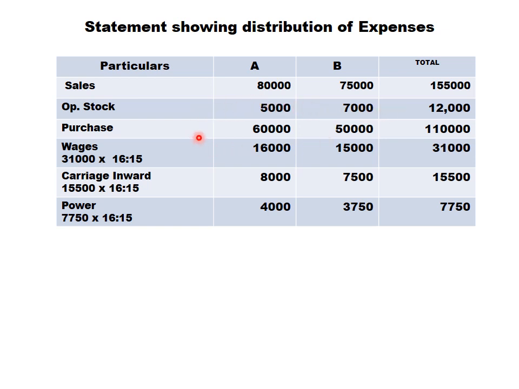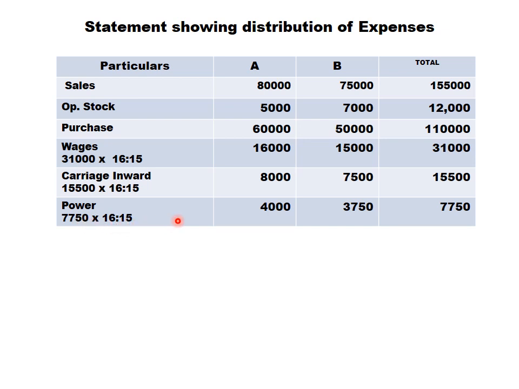Opening stock distribution is given in the question. Purchases given in the question. Wages 31,000 distributed in 16 by 31, 15 by 31. A gets 16,000, B get 15,000. Carriage inward 15,500 into 16 by 31, 15 by 31. A gets 8,000, B gets 7,500 and total.